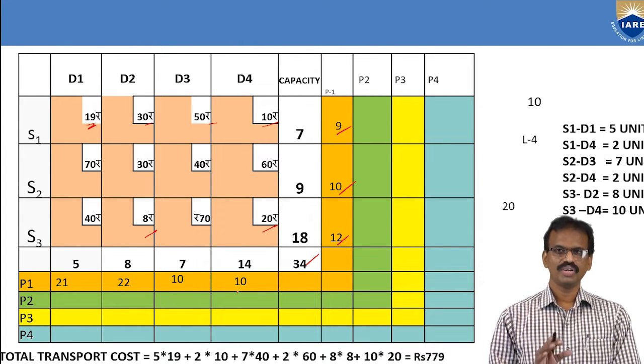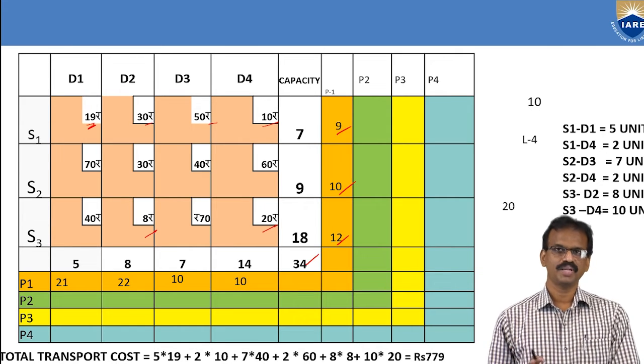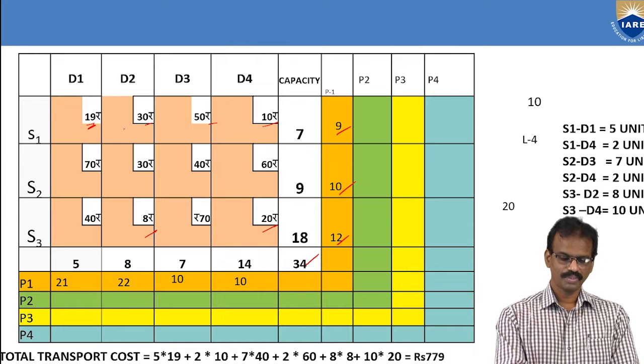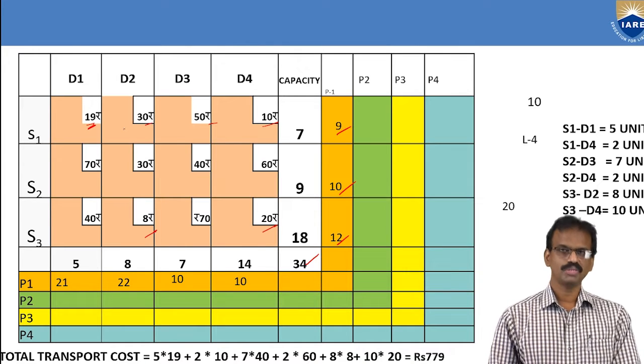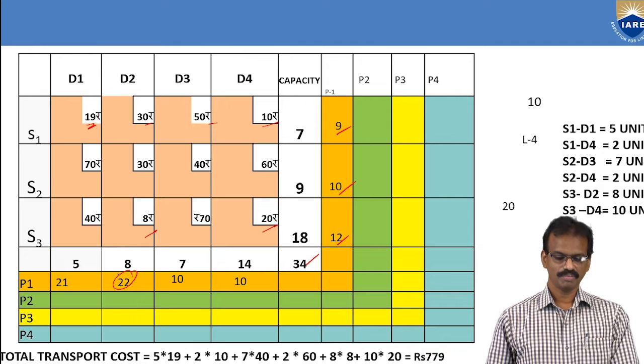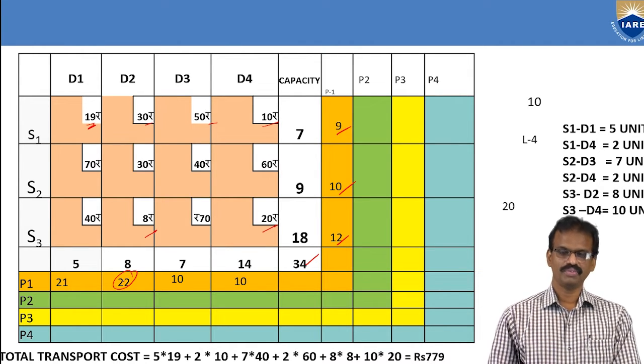Now you have to identify which row or which column has the maximum penalty. This one is 22, and it has the maximum penalty. You have to identify that, and take the corresponding column.